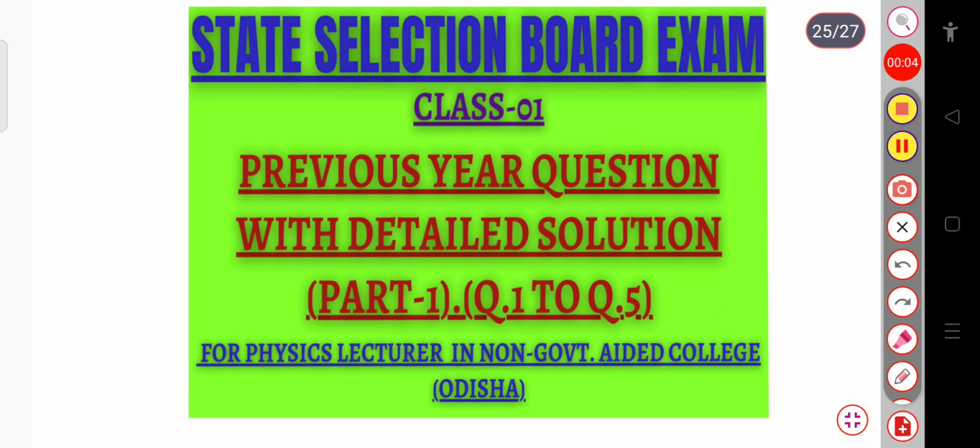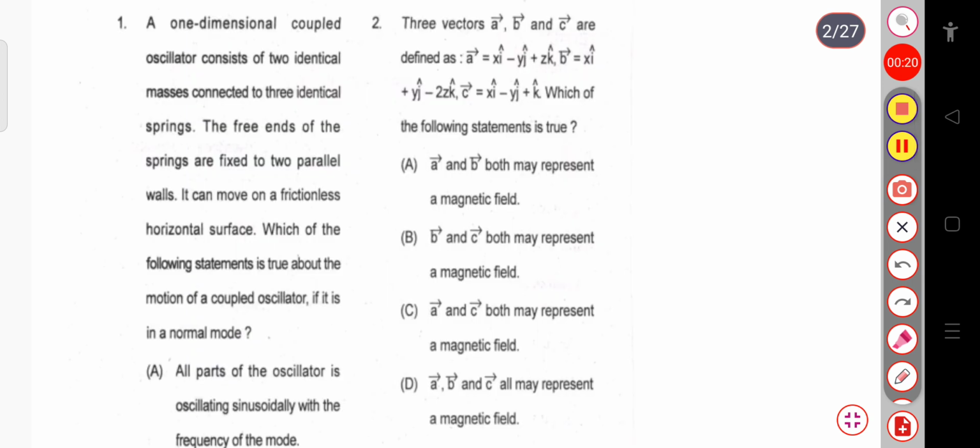In this part, we will see the previous year question of the State Selection Board exam, that is your SSB physics exam. So in this part, we will basically see the 2021 question, and this is the first part. Here we will discuss only questions 1 to 5. So let us start with our first question.